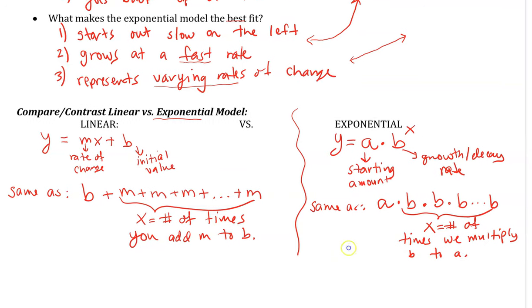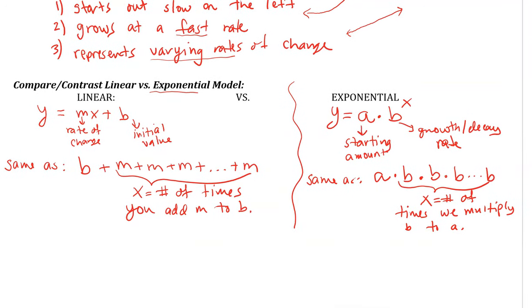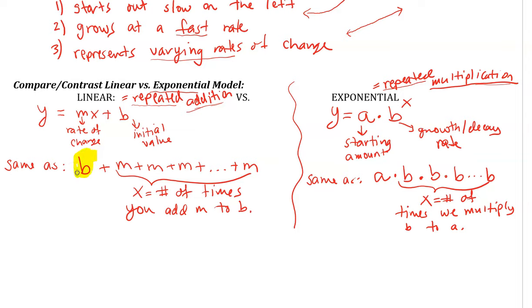So there is a comparison here. The difference is that exponential is repeated multiplication, right? It's multiplication versus addition. And then linear is repeated addition. So the similarity is that it's a repeated operation over and over again. The contrast is that with linear models, you're repeatedly adding, whereas with exponential models, you're repeatedly multiplying. But they both begin with a starting value. We usually call that starting value b when we're doing y equals mx plus b. And then with exponentials, it's a times b to the x.